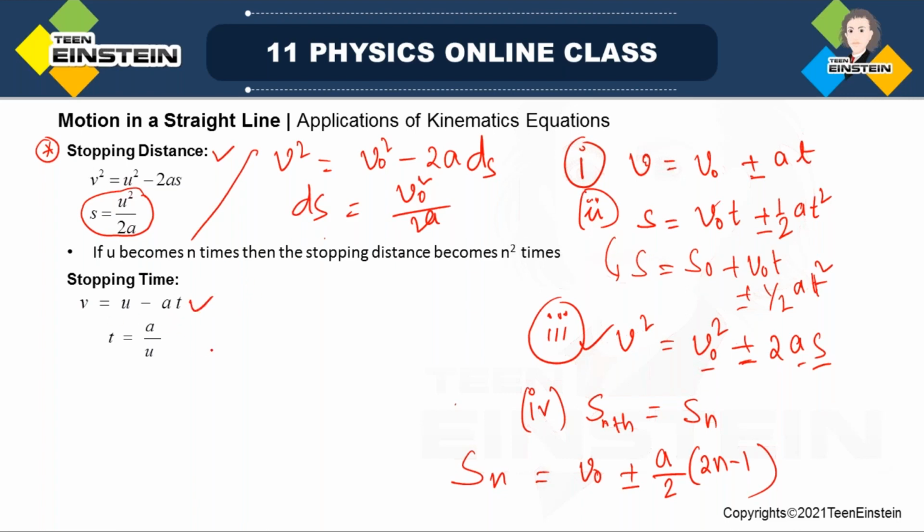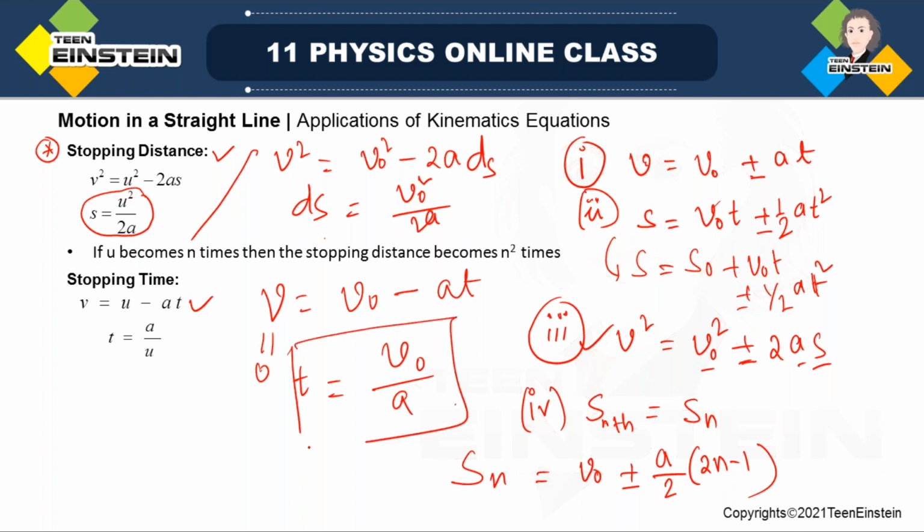Stopping time can be derived from the first equation. Look here: v equals v0 minus at. We apply plus or minus depending on the sign of the acceleration. If it is a deceleration, then it will be minus; acceleration will be positive. Now my final velocity is going to be zero, so I can simplify to find the time: t equals v0, the initial velocity, divided by the acceleration. So initial speed or initial velocity is very, very important.